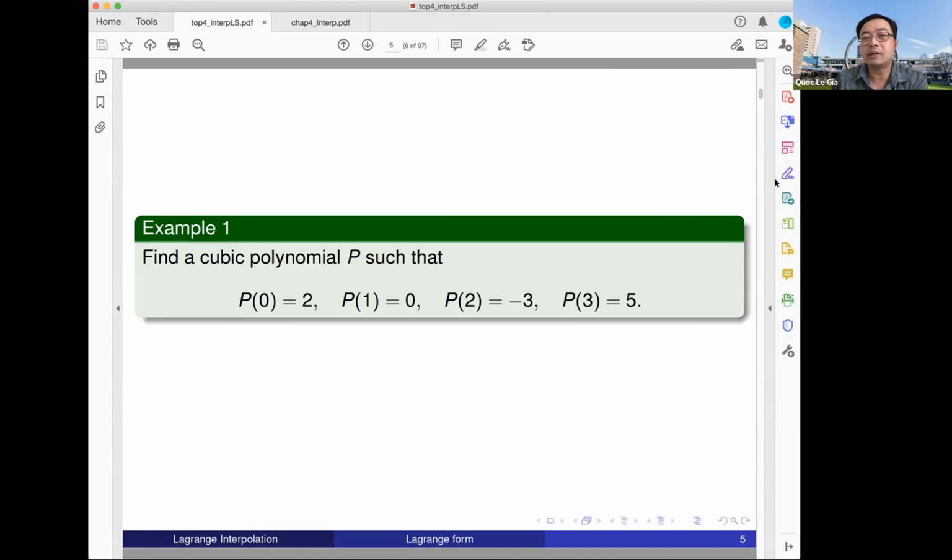So you write ax cubed plus bx squared plus cx plus d, and you plug in the values. Okay, x equals 0, x equals 1, so on and so forth. Then you have a system of 4 equations and 4 unknowns, and you solve it. Okay, so that's very good.